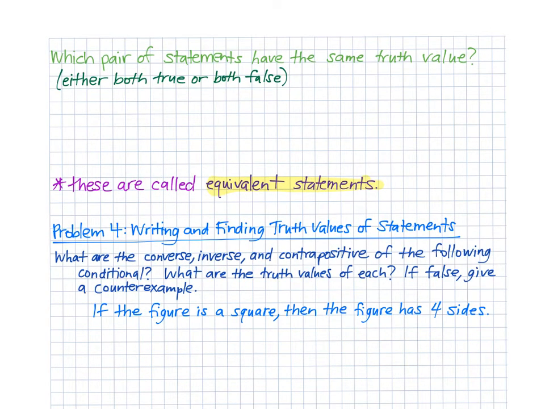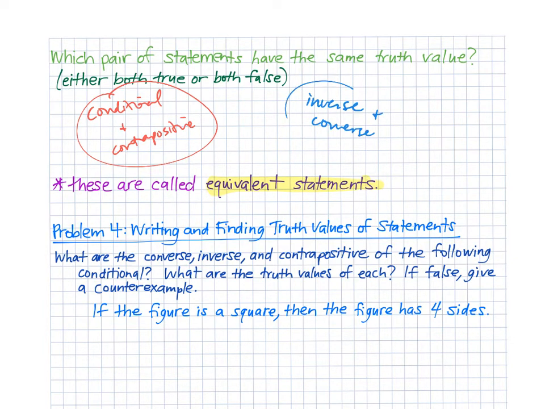Okay, so here is where it asks, which pair of statements have the same truth value? We have the conditional and the contrapositive. And then we also have the inverse and converse. And these are called equivalent statements.